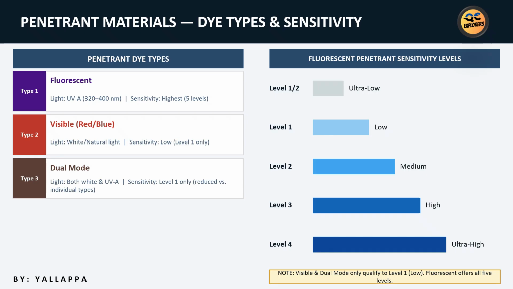Now this next point is very important for exams. Only fluorescent penetrants provide all 5 sensitivity levels. Visible and dual mode penetrants are limited mainly to level 1 sensitivity. This comparison is frequently asked in level 2 and level 3 certification exams.